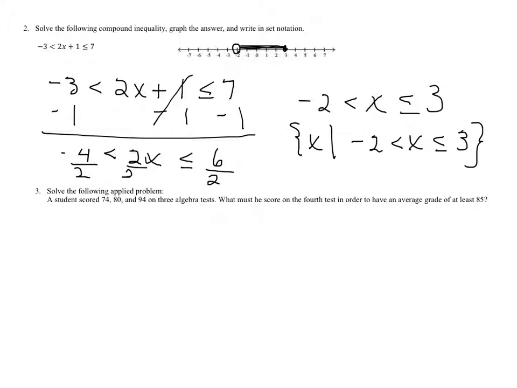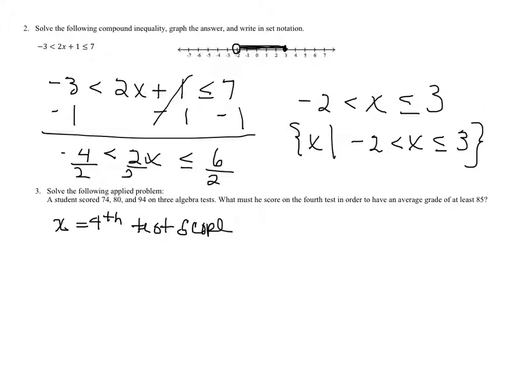The next one is just to solve this cute applied problem. It says a student scored 74, 80, and 94 on 3 algebra tests. What must he score on the 4th test in order to have an average grade of at least 85? So I'm going to let x equal his 4th test score, because that's what we really want to find out. What is the lowest test score? And then we're going to write the solution as an inequality.